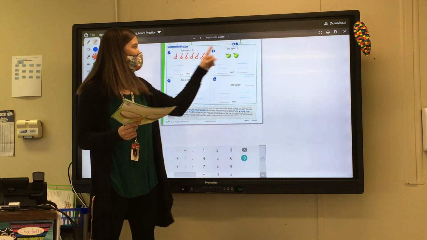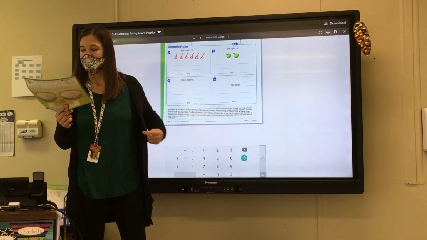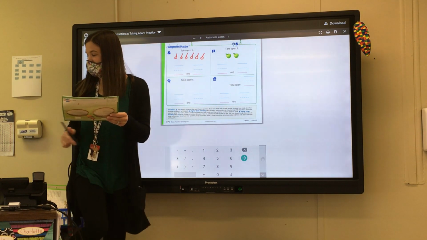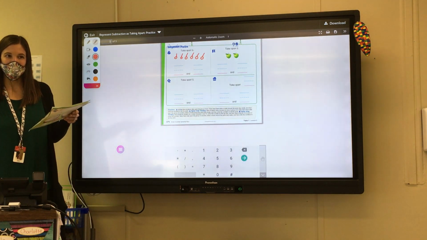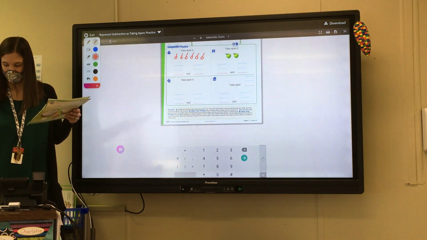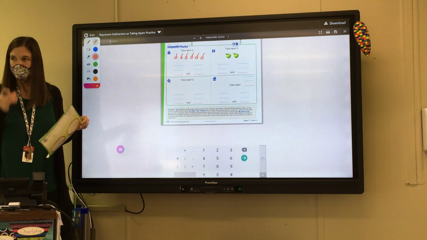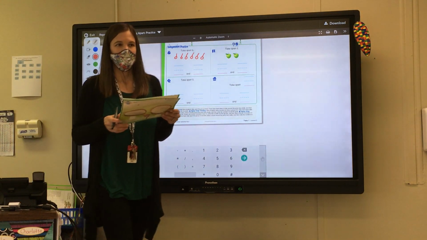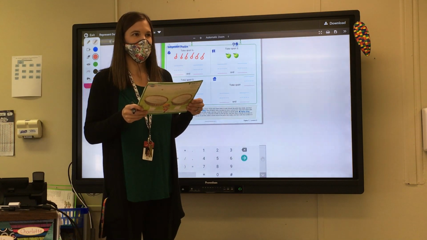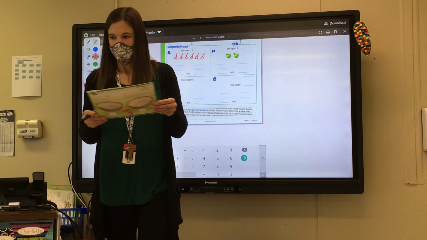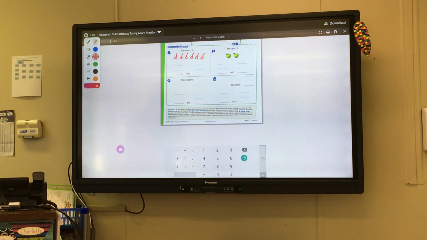The apples. Take apart 2. Go ahead and take apart the apples into 2 groups. That's easy. And write the numbers. Okay, we're working on this one now. Come on over to number 8. Okay, good. Okay, write your numbers.